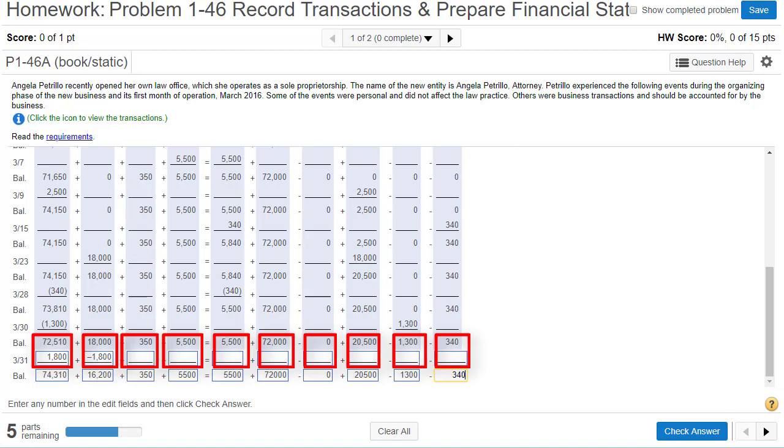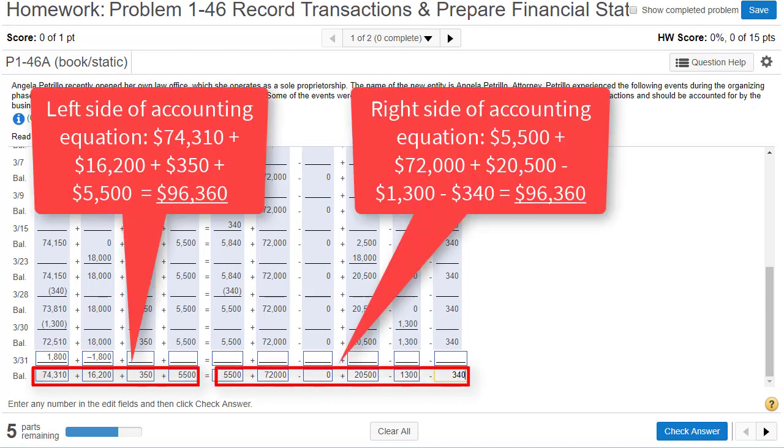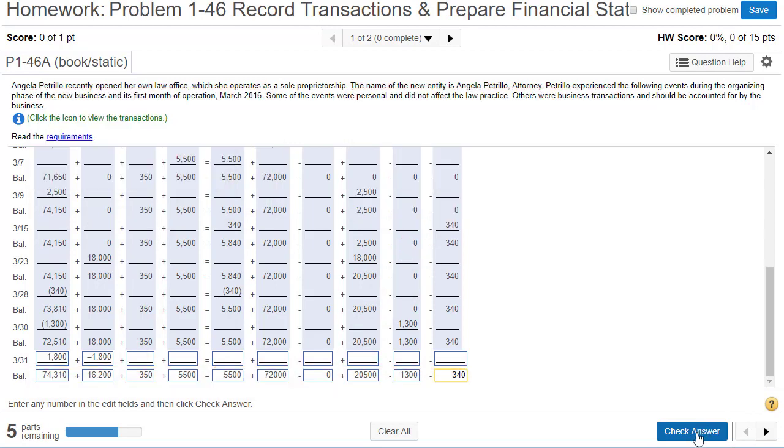So of course we should double check that our left side of our accounting equation, assets, equals the right side, liabilities plus equity. And they are equal.